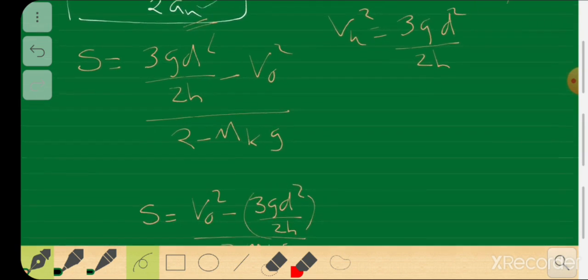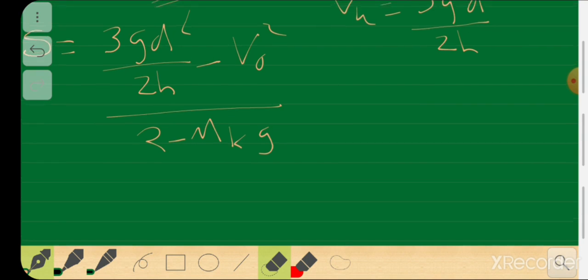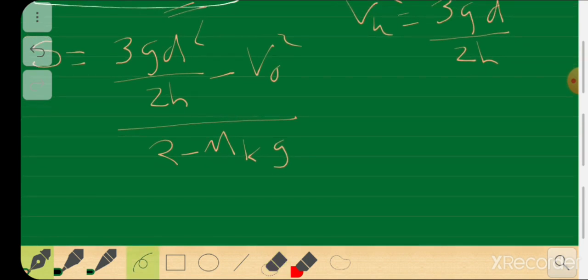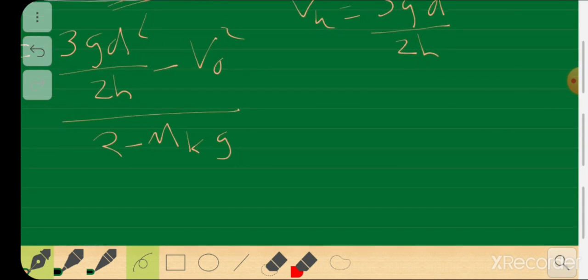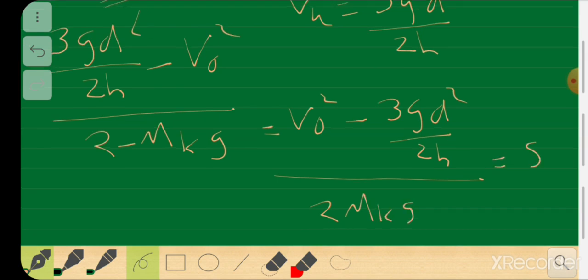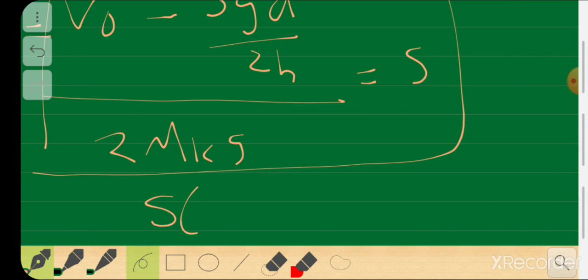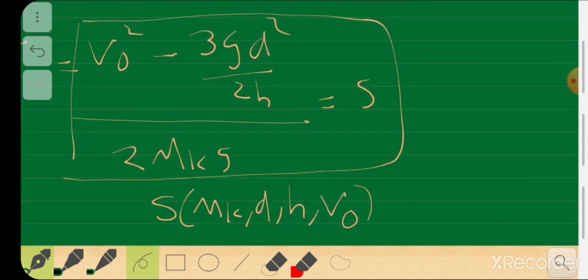So this minus sign can be taken up, and you get v0 square. So you get s equal to v0 square minus 3g d square by 2h, divided by 2 mu k g. So we have found out the equation for s, distance in terms of mu k, d, h and v0. So this was very simple.